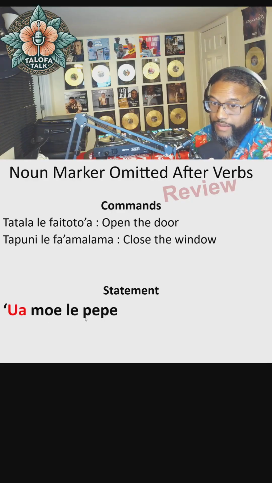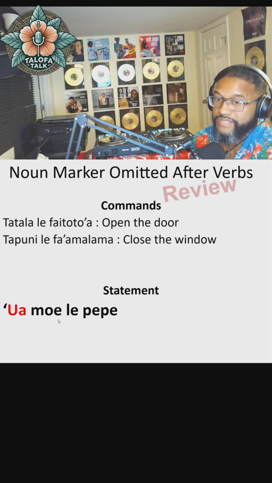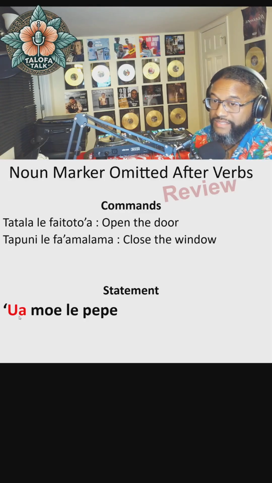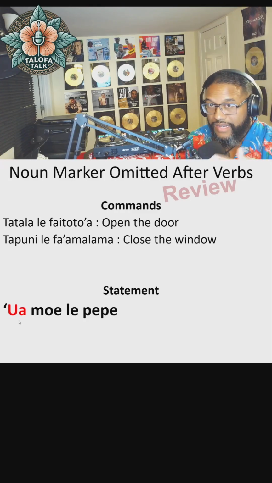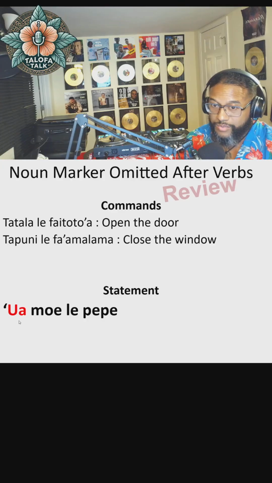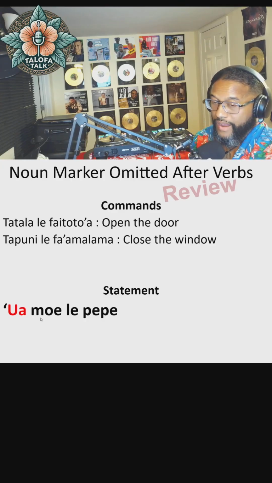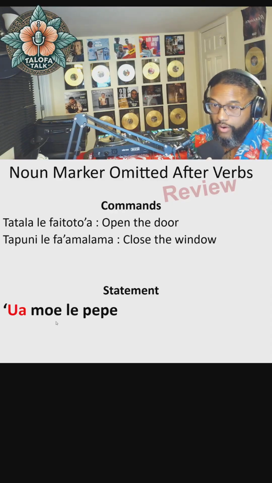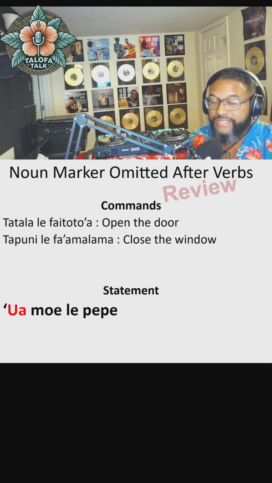So moi le pepe. We're not going to say the O, because now we have a tense marker. Remember, in the last class on Thursday we talked about a whole new set of tense markers. When the action has a tense marker, in this case ua, we can drop the O. We don't have to use the noun tense marker. So ua moi le pepe. The baby is now sleeping.